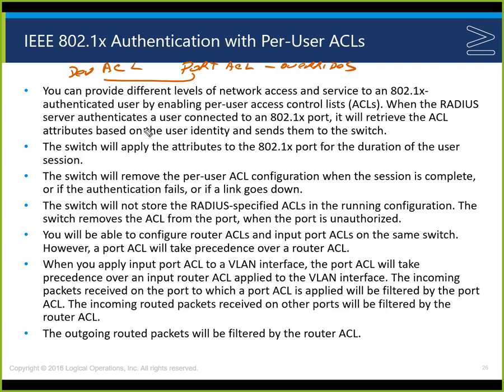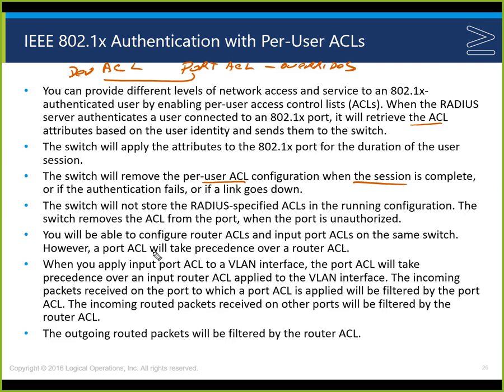When a RADIUS server authenticates, it will retrieve the ACL attributes based on the identity and send them to the switch. The switch will apply the attributes to the port and remove the ACL when the session is complete. It does not go into the running configuration file. It just gets applied by the protocol. The switch does not store it in the running configuration.